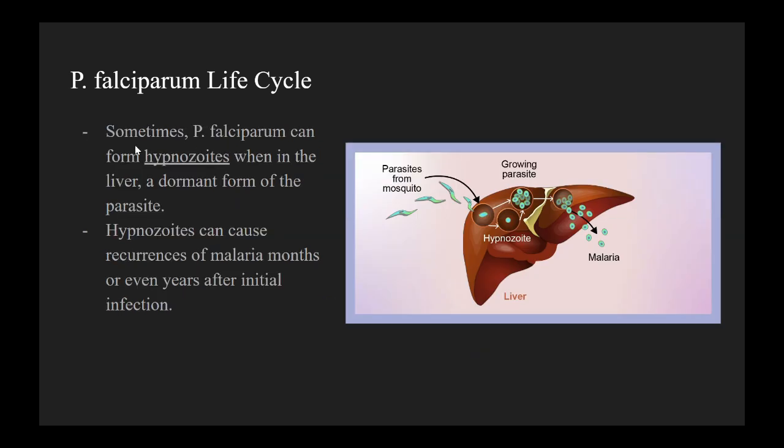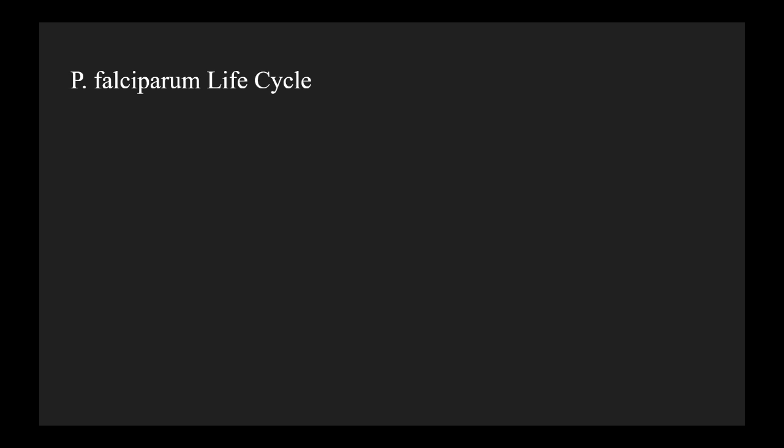And then, an interesting part of the life cycle: sometimes the Plasmodium falciparum forms hypnozoites when it's inside the liver. These hypnozoites are a dormant, resistant form of the parasite that just sits there for months or even years. So you might get malaria first, and then you're healed, but these hypnozoites might still be hiding around in your liver, and months or years later they can reactivate, come out of dormancy, and start infecting you with malaria again. So it's kind of a dirty trick that this parasite has.